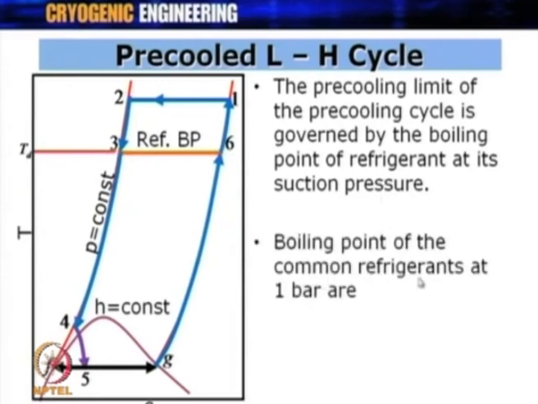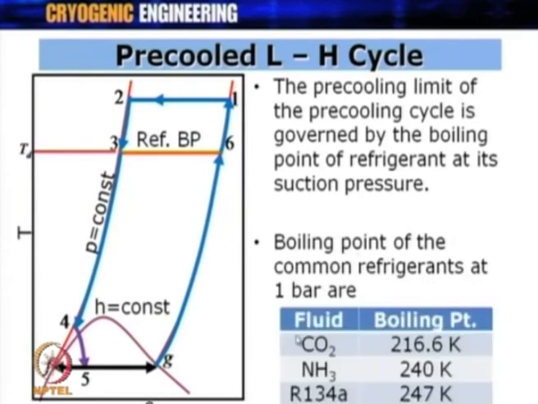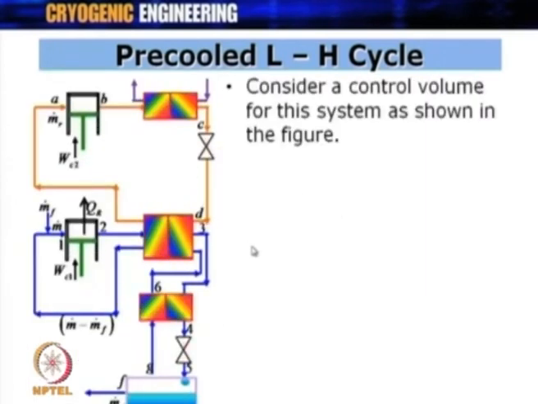The boiling points of the common refrigerants at 1 bar, if we assume that the suction pressure is 1 bar, are, for example, for CO2 216 Kelvin, for ammonia or NH3 240 Kelvin, and for R134a the temperature could be 247 Kelvin. So, if we assume that their return or suction pressure is around 1 bar, this is the lowest temperature they can achieve in the pre-cooling circuit. The gas would enter the heat exchanger at this lowest temperature if these conditions are maintained. So, this is what the circuit would be.